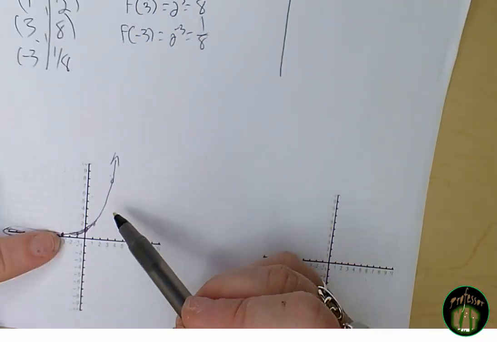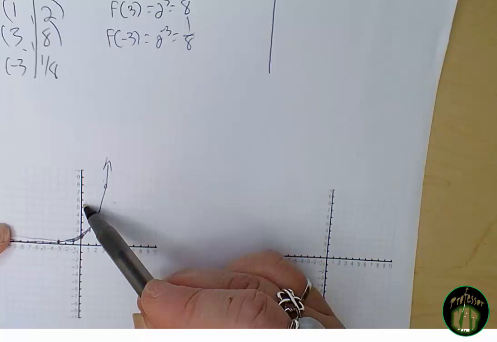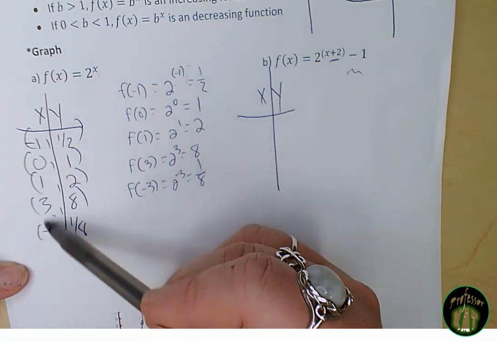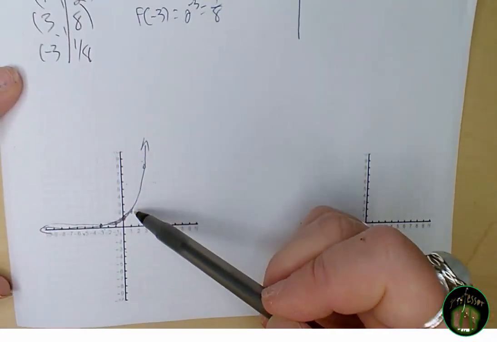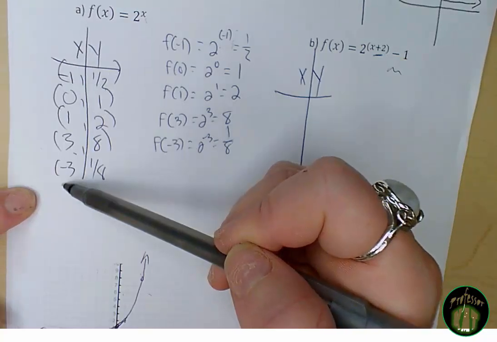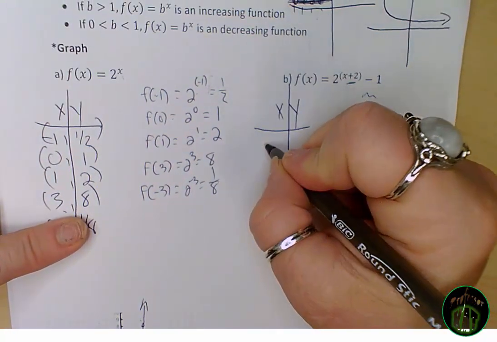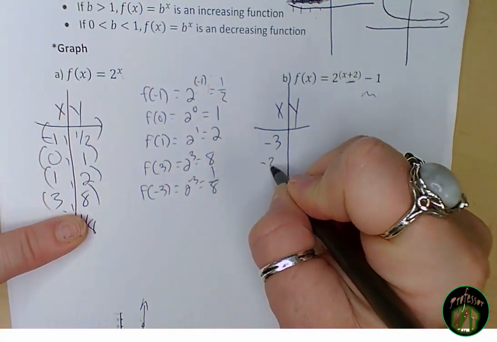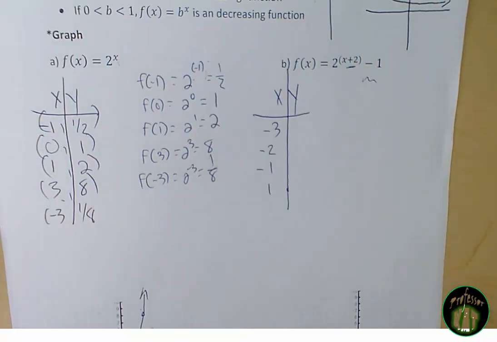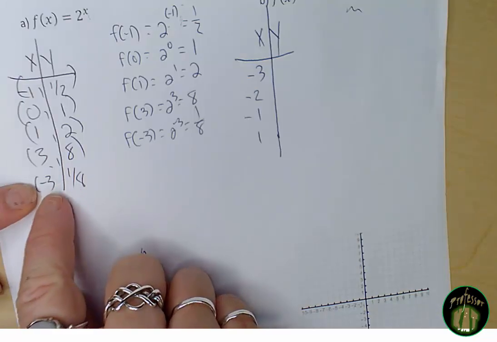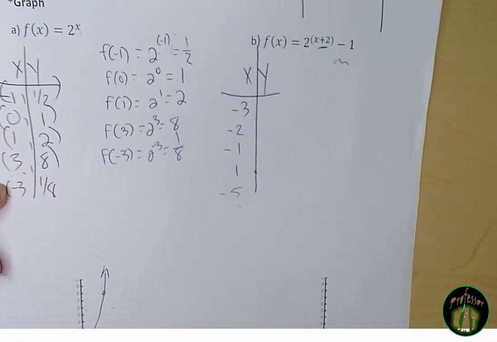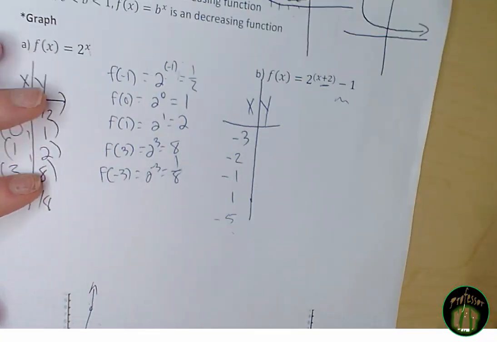So let's see, if I took this graph and just moved it 2 to the left and 1 down, I'm actually going to use similar x values, but since we're shifted 2 to the left, maybe just subtract 2 from every single one of these x values. Let's go with a -3, a -2, a -1, and then maybe a 1 here. And then we can add in an extra value here at a -5 if we feel like we need it. Plug it into this function and simplify.